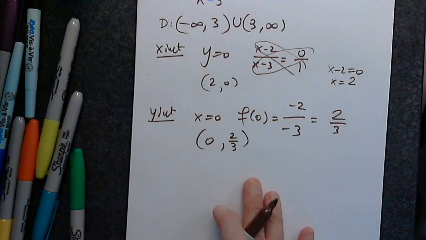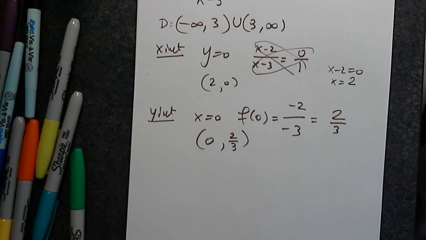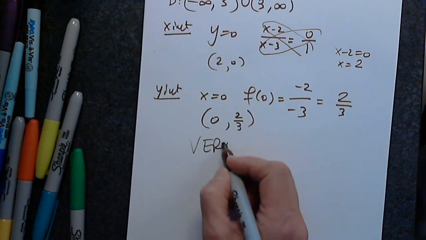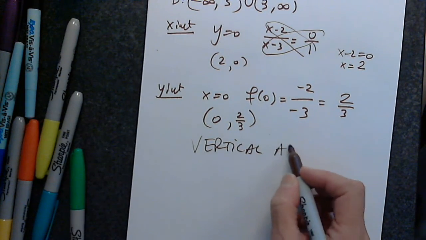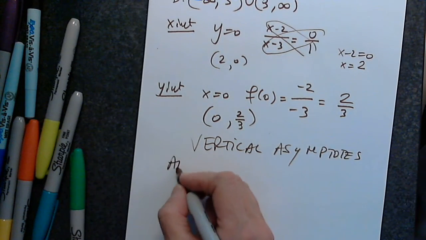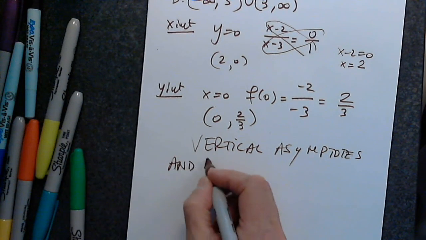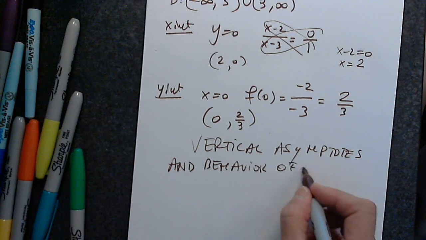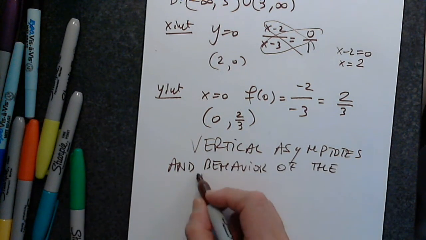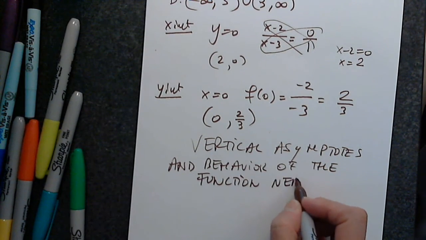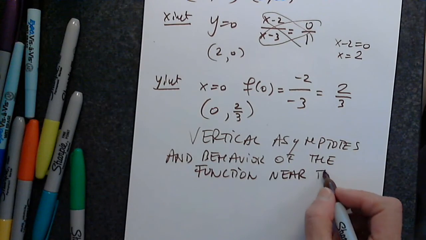The next step we have to discuss in detail, and then we'll continue. So first, let's talk now about vertical asymptotes and behavior of the function near those asymptotes.